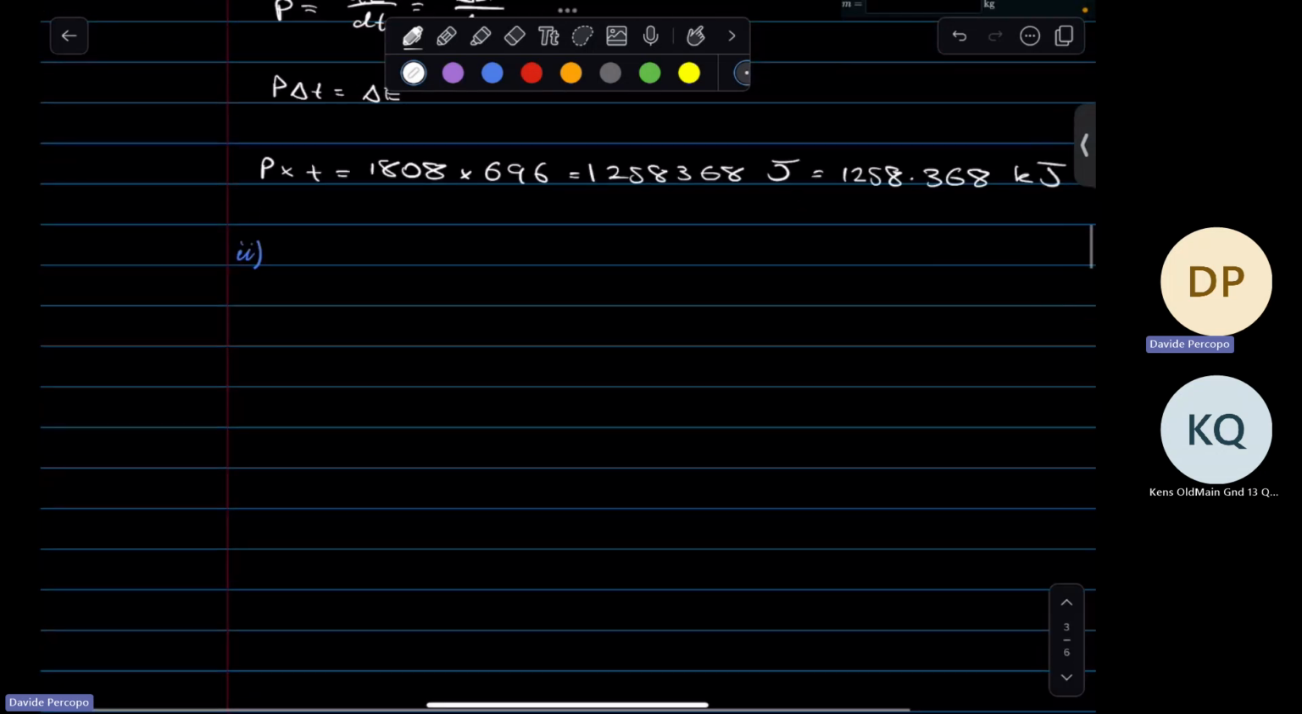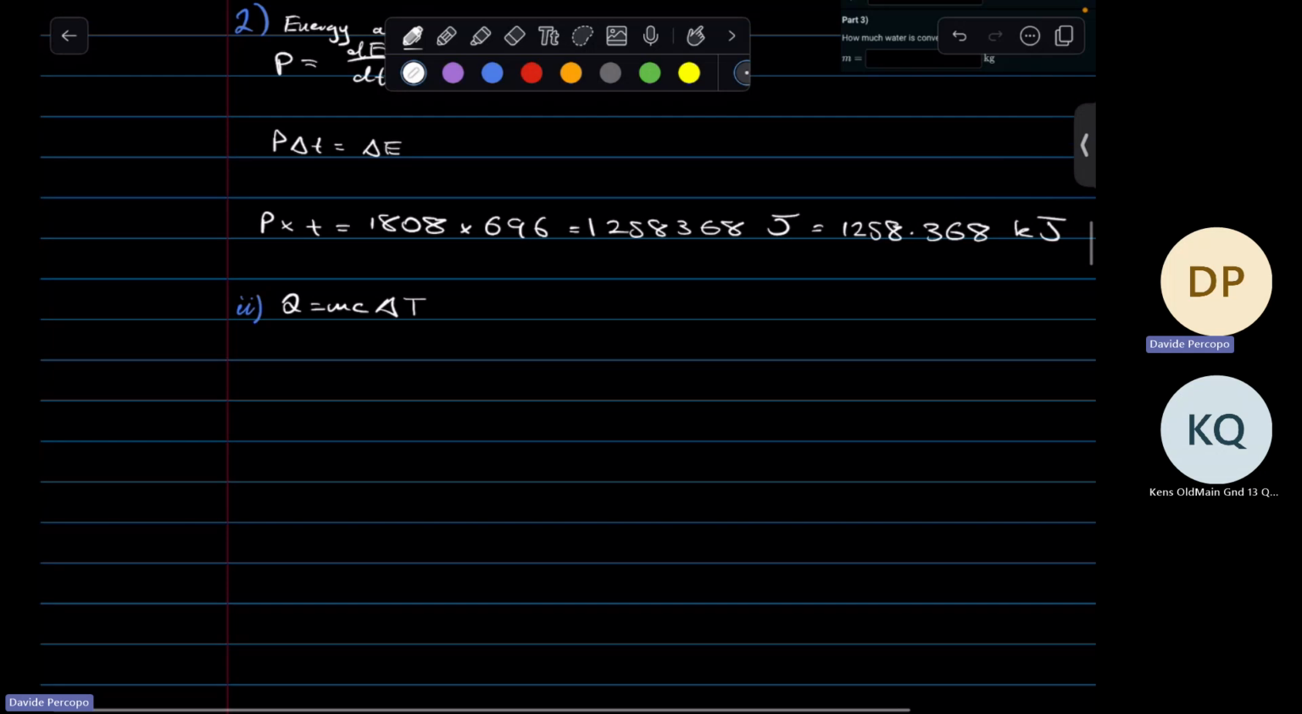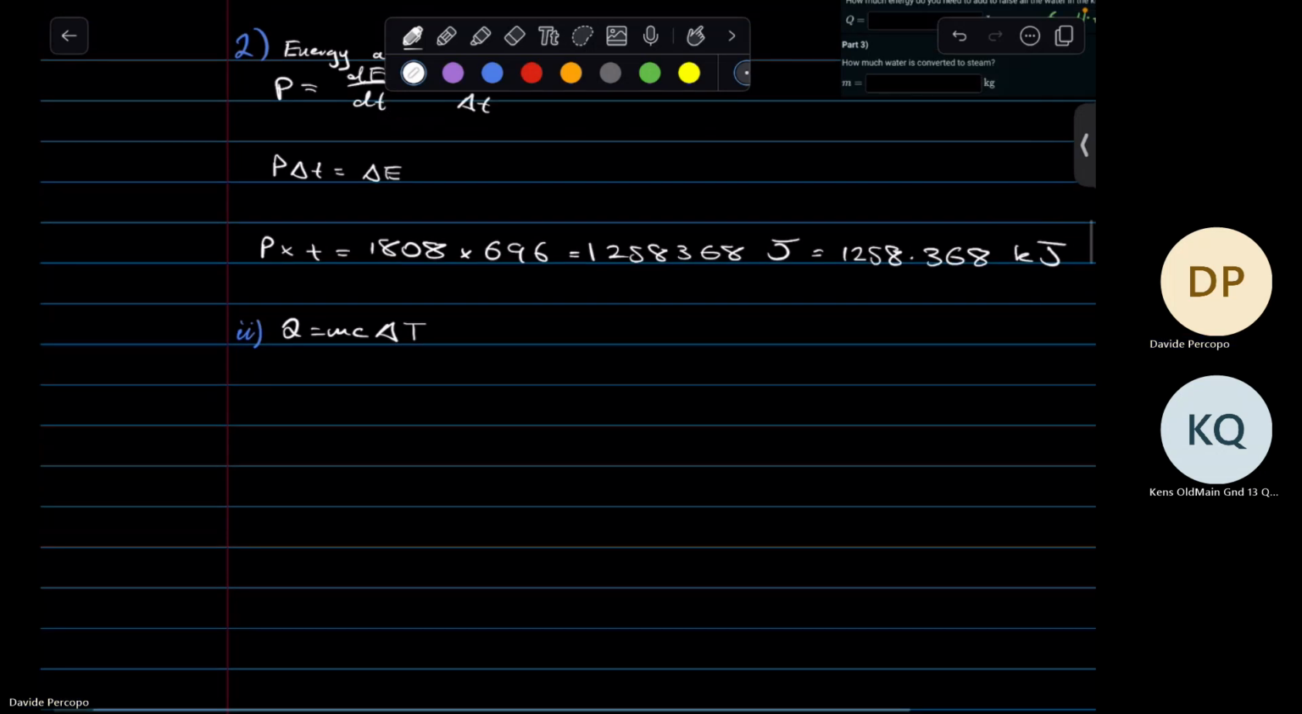Okay. So other than that, we know Q is equal to MC delta T. If you remember this one, I just say Q equals MCAT. That's from high school, because that delta kind of looks like an A. But Q equals MC delta T.